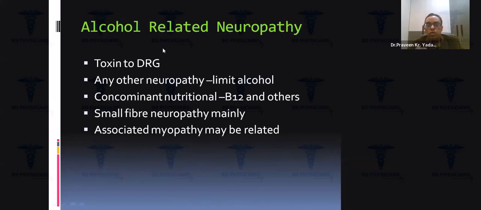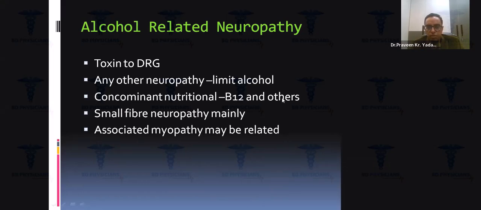Now, alcohol. Many patients with diabetes may be consuming alcohol, so that may be again associated with the neuropathy. In a few of the patients, I have seen that diabetes is well controlled, still the neuropathy is very severe. And when you ask the history, they may be consuming alcohol, which may be giving rise to the neuropathy. So always ask the history of alcohol intake in every diabetic patient.